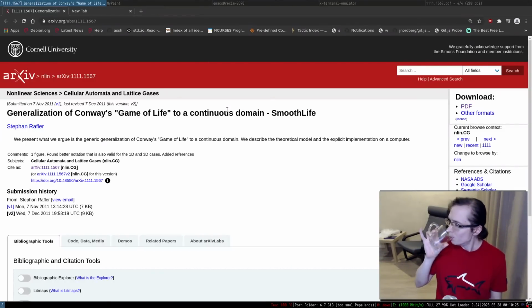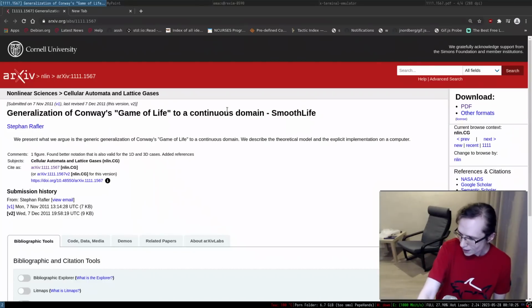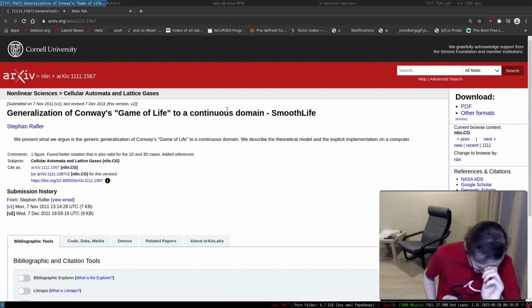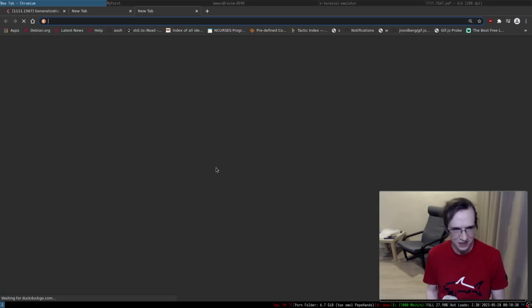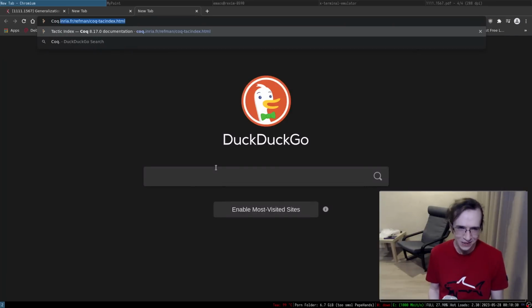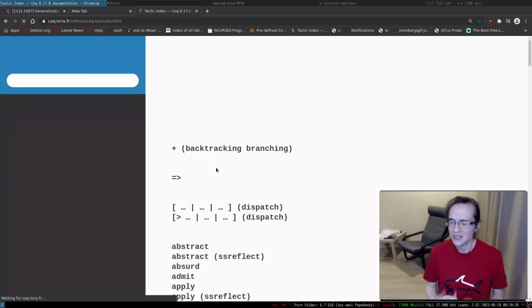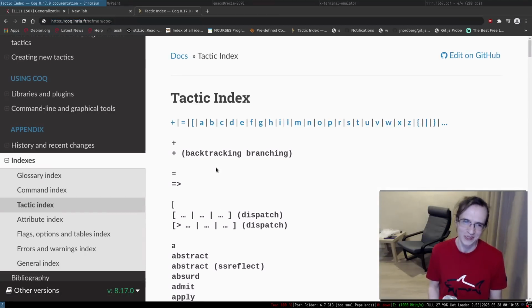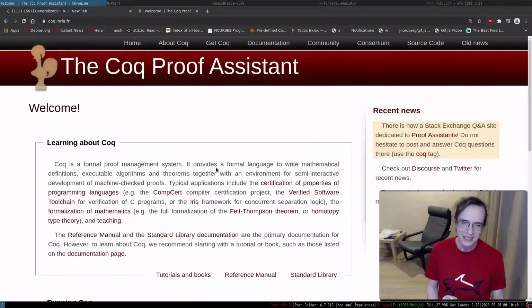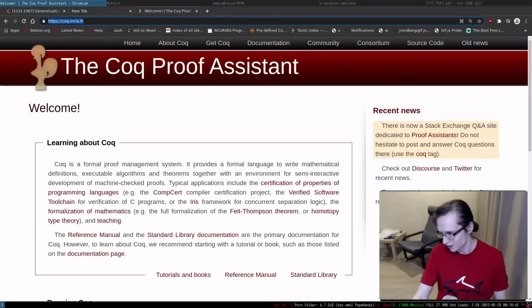Coq assistant. I meant Coq. Yeah, so it's a proof assistant. It's basically a thing where you can write theorems and prove them automatically. It's actually a pretty cool thing, so I want to learn it properly at some point in the future.